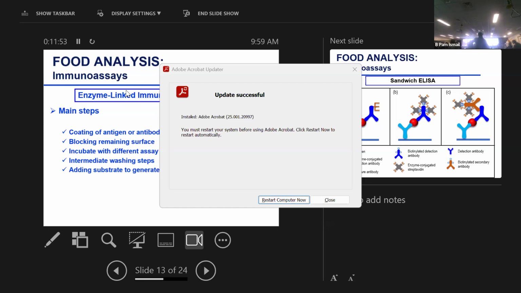Question, yes, Alan? The blocking is very important because if you don't block, you will have a non-specific interaction. Rather than interacting with your antigen or your capture antibody, they would interact with the surface. It's not specific, so you don't want that to happen. That's why we have a block. All right. Any other questions about those steps? Very good.